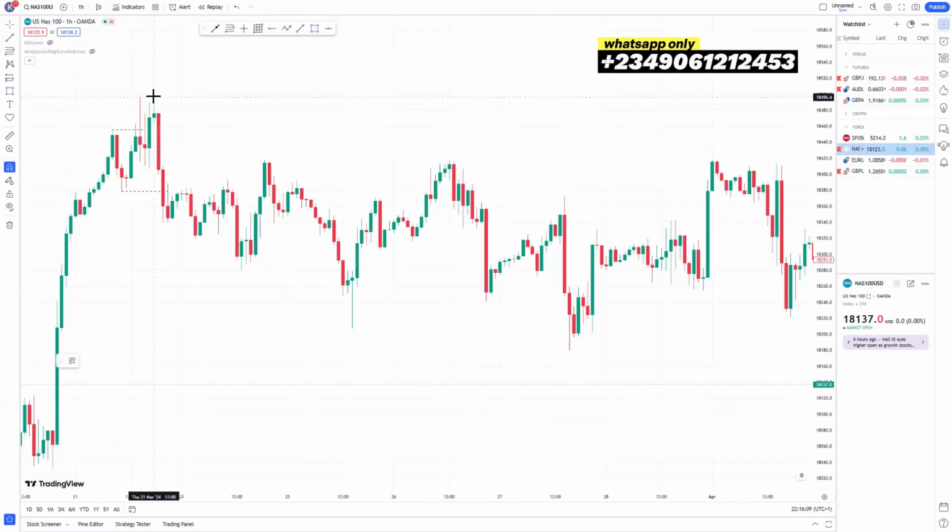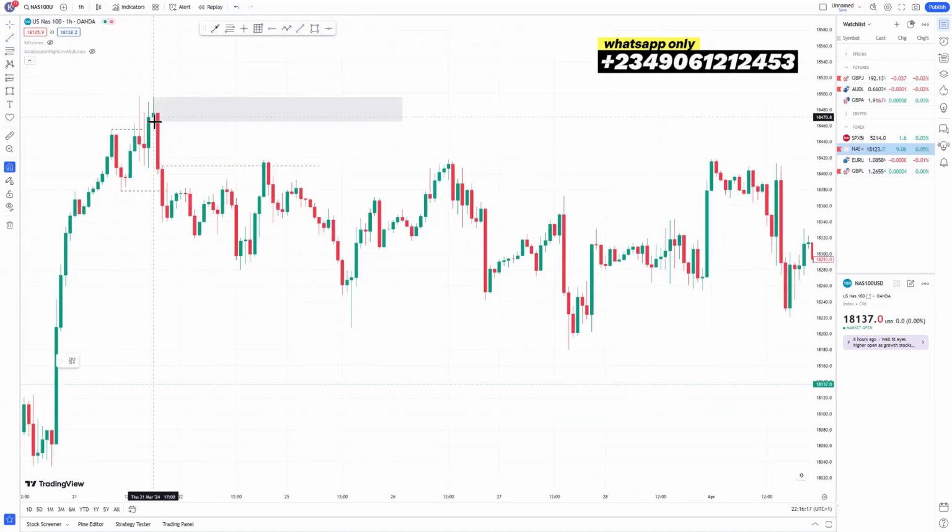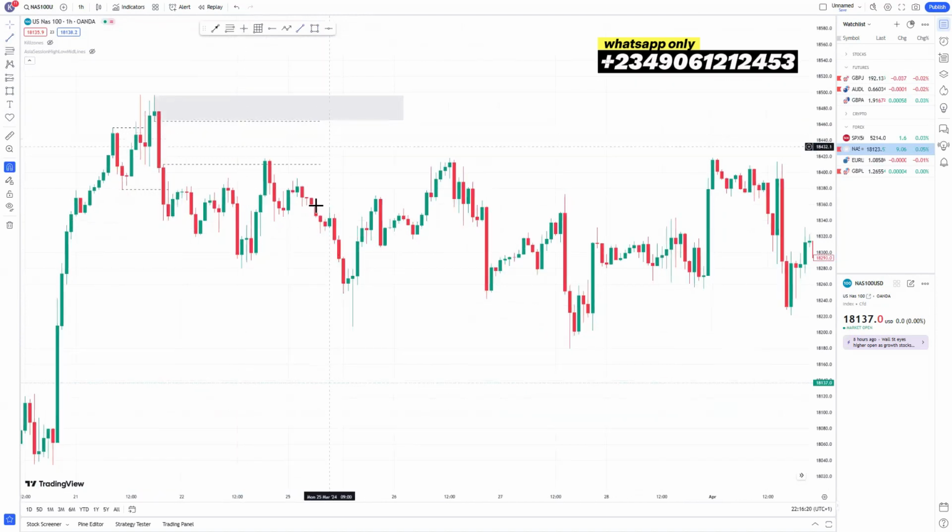We have an order block here. We have an order block there. But before the order block, we have what? A fair value gap here. We have a fair value gap here. Now, if you look closely, you will find out that price came for what? The fair value gap. After the market structure shift, price came to the fair value gap.